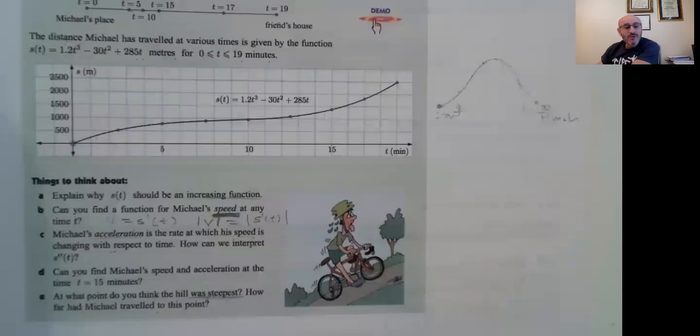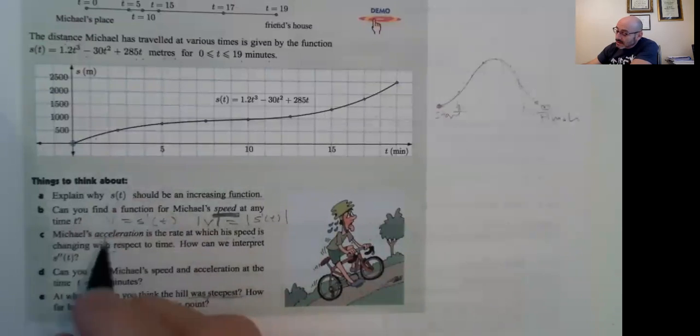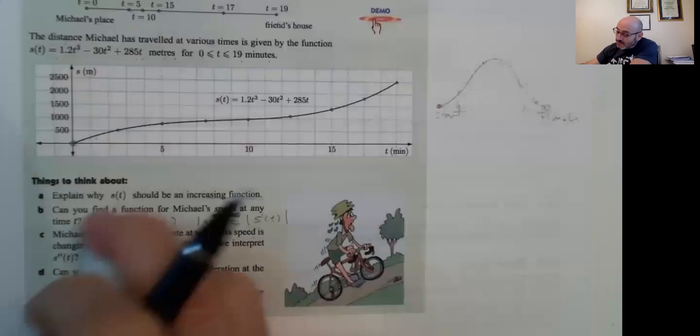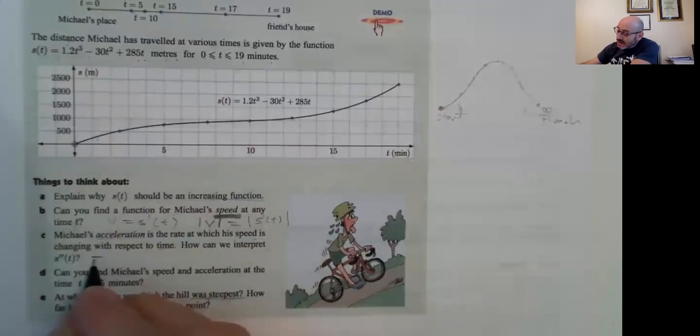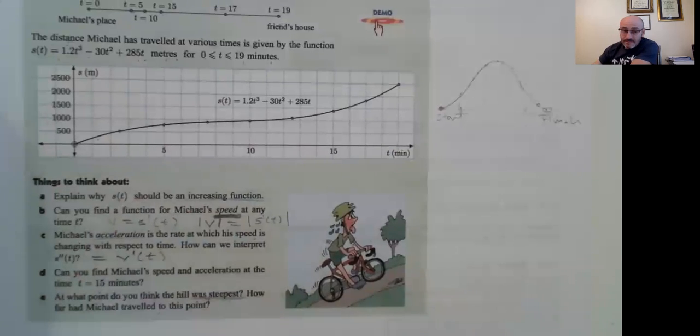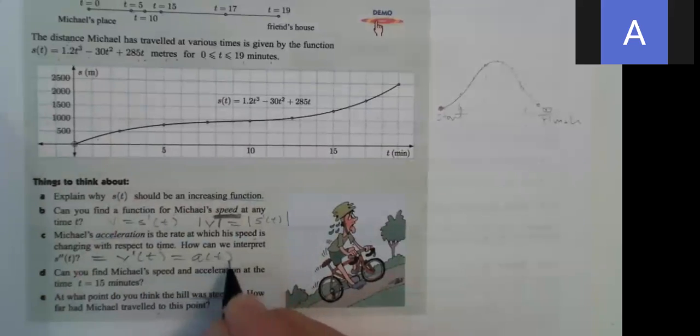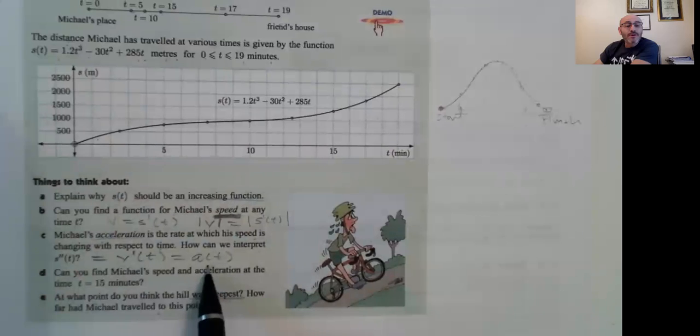So let's look at C. C says, Michael's acceleration is the rate at which his speed is changing with respect to time. How can we interpret the second derivative of S of t? Well, the second derivative of S is the first derivative of the velocity, right? So they're saying that this is the acceleration. So a way to interpret the acceleration is that the acceleration is the rate of change of the velocity.